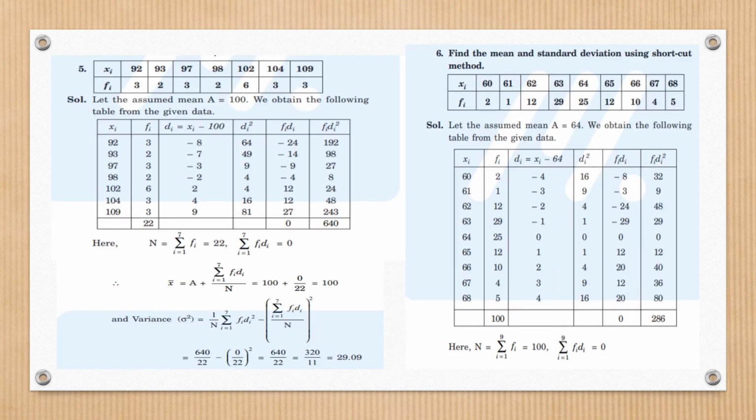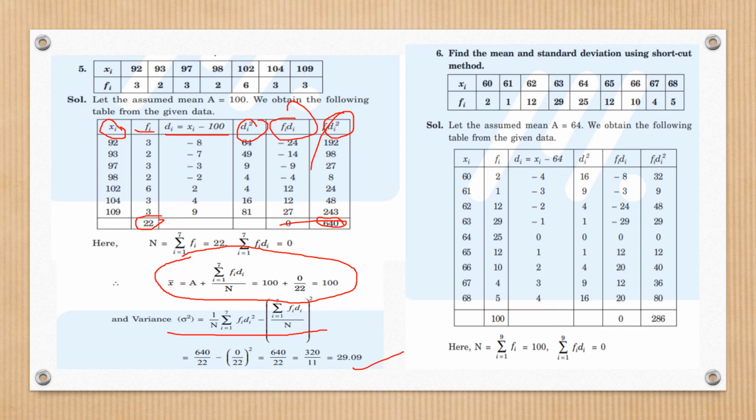Number 5 is again the table for xi fi. So let's quickly see how to solve this question. This is your xi, this is your fi, then the summation is 22. Then you can calculate your di. di is xi minus 100, so di you can take as xi minus 100. This 100 we have obtained from our mean. Then di square, I'll calculate fi di, I'll calculate fi di square. This is 640. fi di is 0. Then use this formula, and 29.09 is the answer.